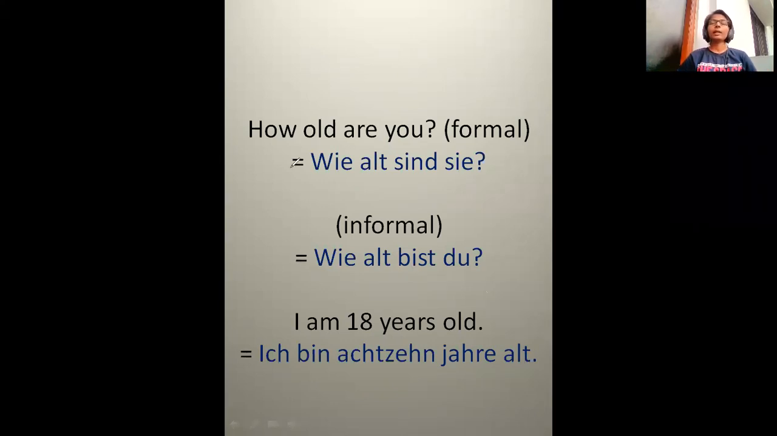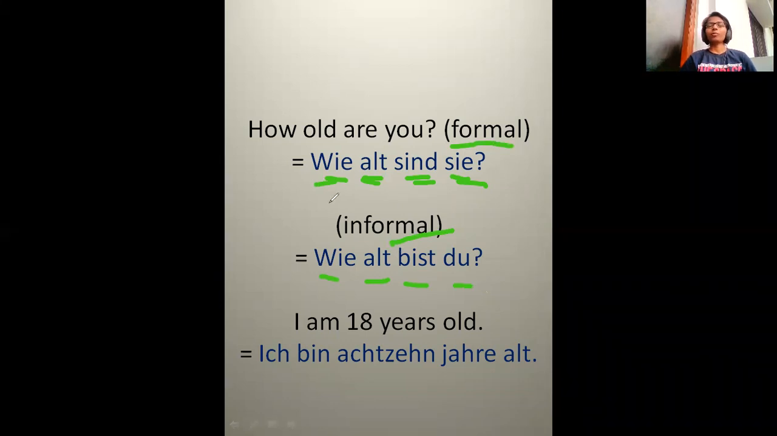The question is, how old are you? This question can be said in two ways. One is formal and the other one is informal. In formal situations, how old are you will be said as Wie alt sind Sie? Wie is how, alt is old, sind is are, and Sie is you. In the informal situation, it will be Wie alt bist du. It also means how old are you.